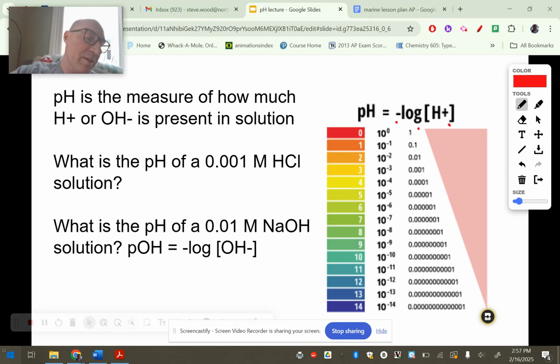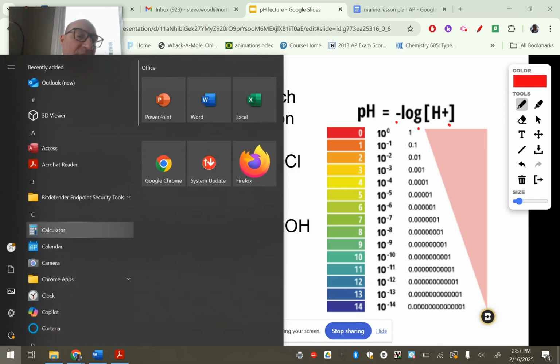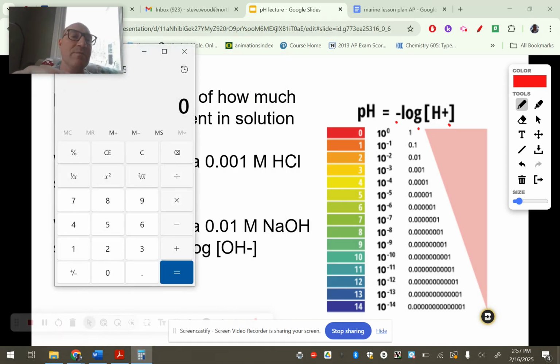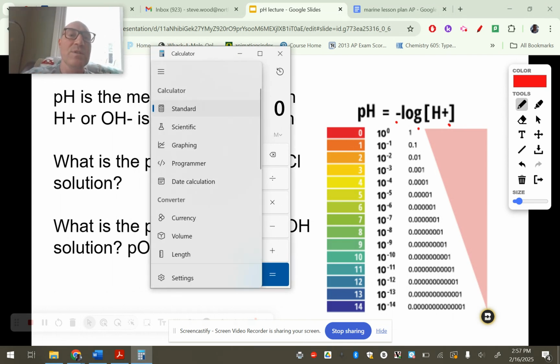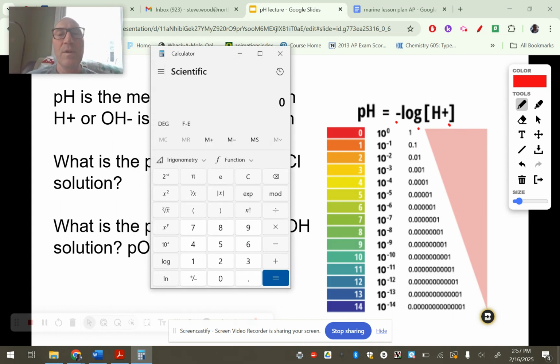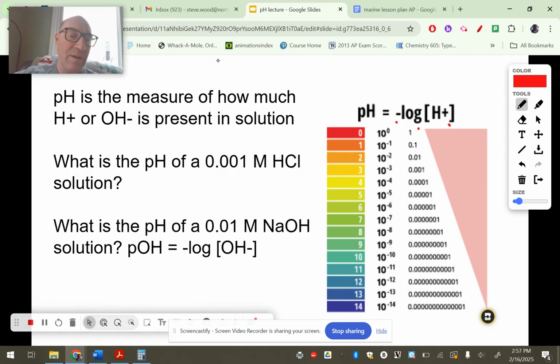So you're going to have your calculator. Let me see if mine works here. And, oh, there it is. We need scientific mode. So let's see if I can get scientific mode. We want scientific mode. There we go. Okay, so for example, let's just do this for funsies.